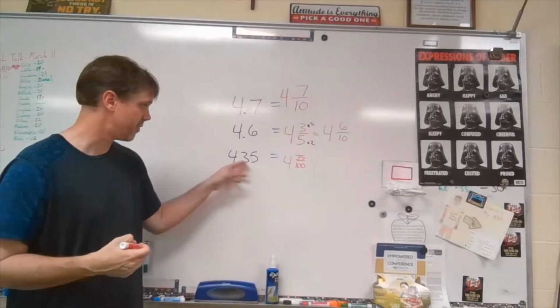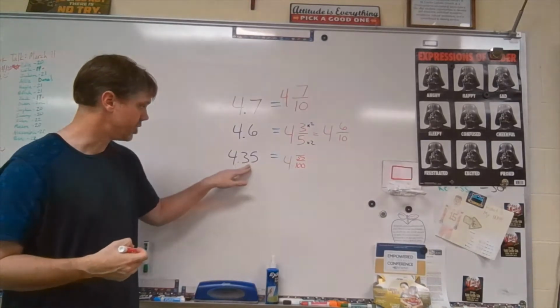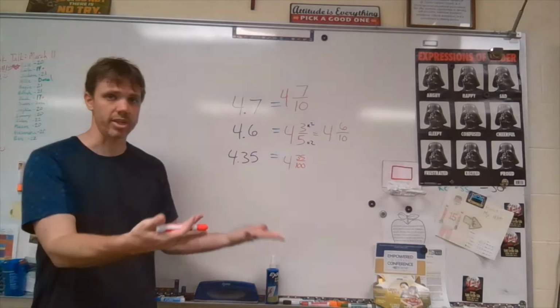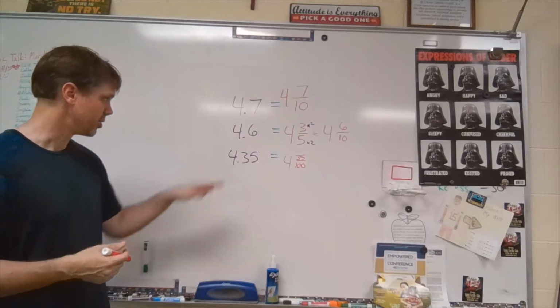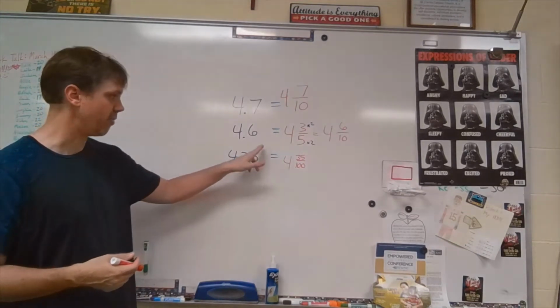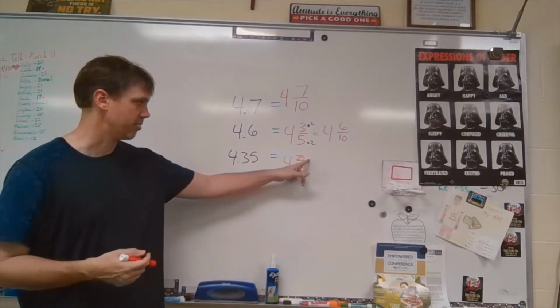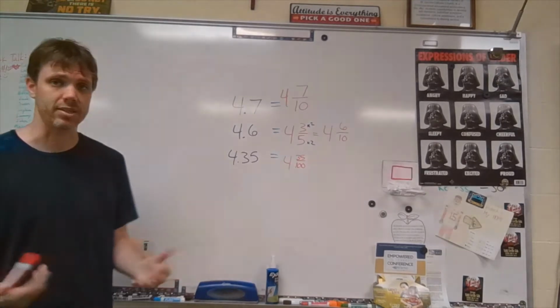You can start off just by putting it over whatever the place value is, the number farthest to the right. So if this went 4.351, we could have made this 1,000 and it would be 351 thousandths, and that's a good place to start.